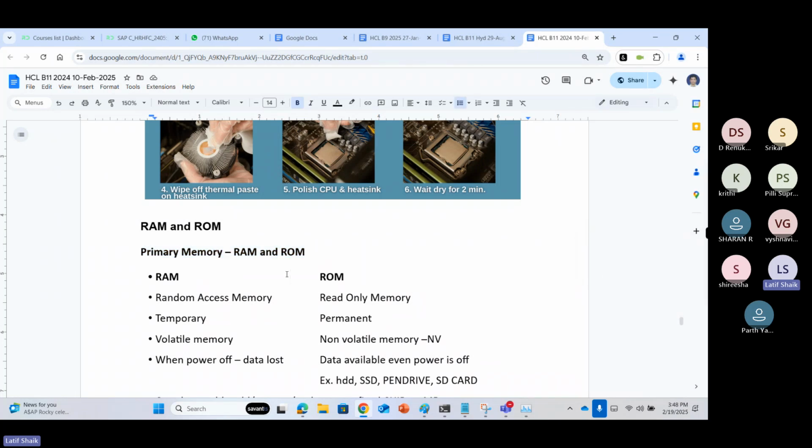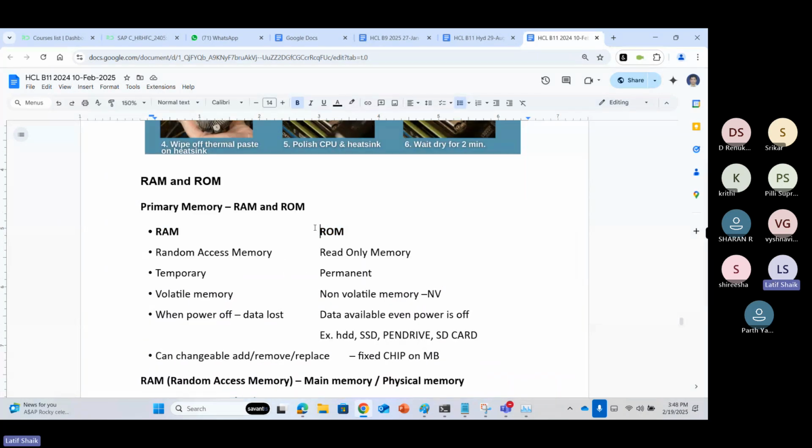And the most common question: the difference between RAM and ROM. So what is RAM? Random access memory. ROM, read-only memory. RAM stores data temporarily. ROM data is permanent. So RAM is an example of volatile memory. ROM is an example of non-volatile memory.